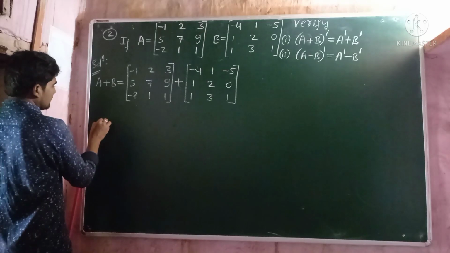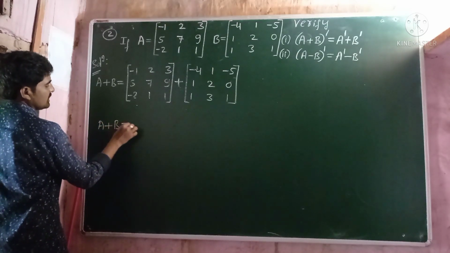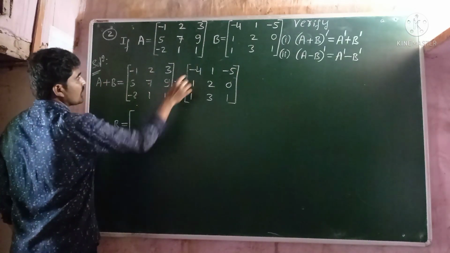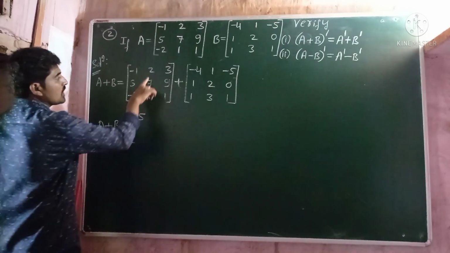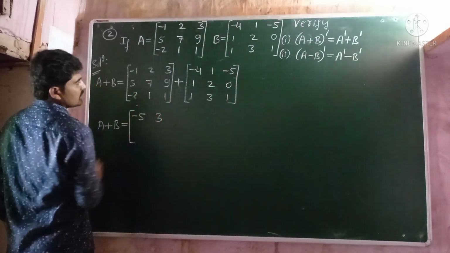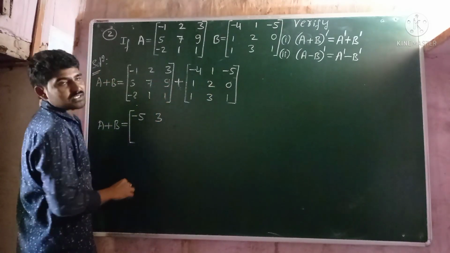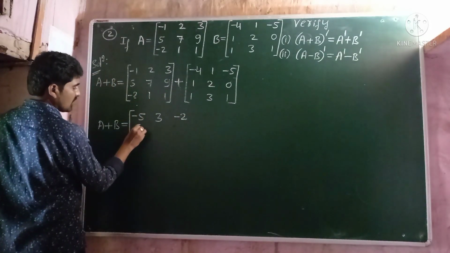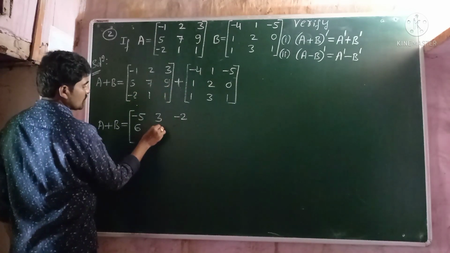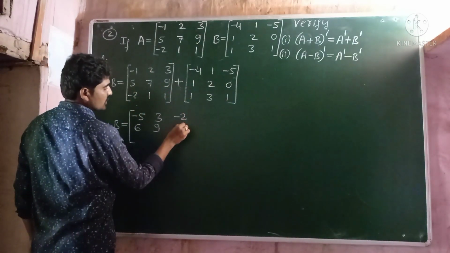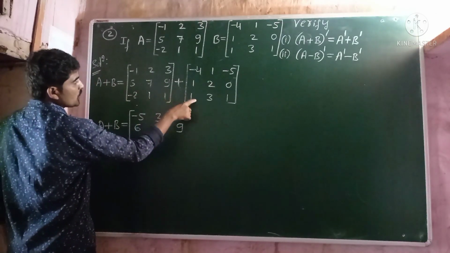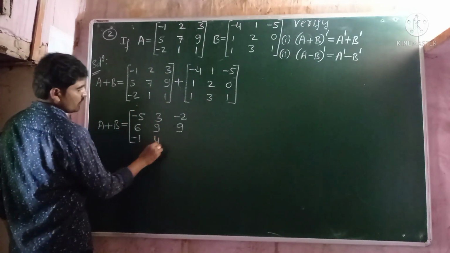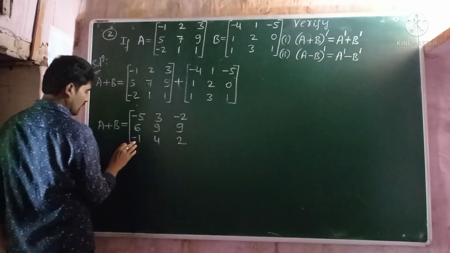Therefore, matrix A plus B is equal to: -1 plus into minus minus, so -1 -4 is -5, 2 plus 1 is 3, 3 plus into minus minus, so 3 minus 5 is -2, 5 plus 1 is 6, 7 plus 2 is 9, 9 plus 0 is 9, -2 plus 1 is -1, 1 plus 3 is 4, 1 plus 1 is 2.